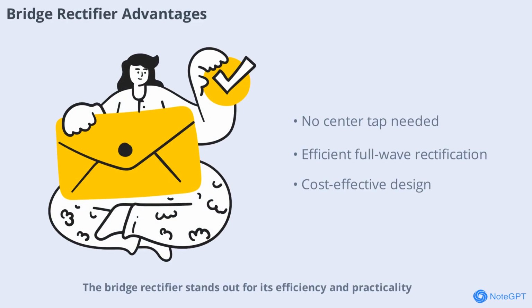Bridge rectifier stands out for its efficiency and practicality. By using 4 diodes, it eliminates the need for a center-tap transformer and provides full-wave rectification. This makes it a popular choice in power supplies for consumer electronics, offering a balance of performance and cost-effectiveness.